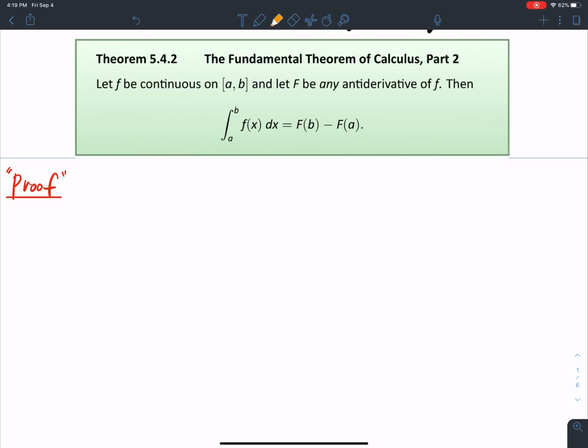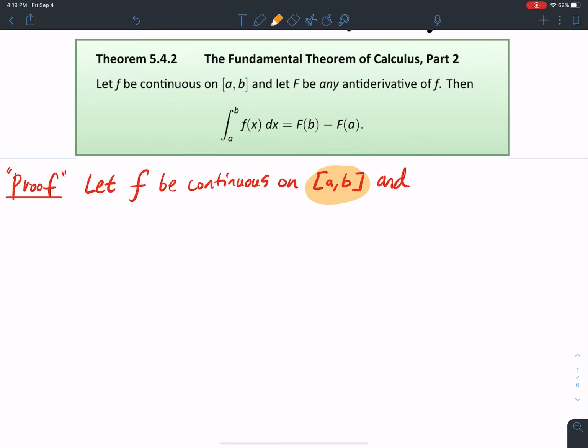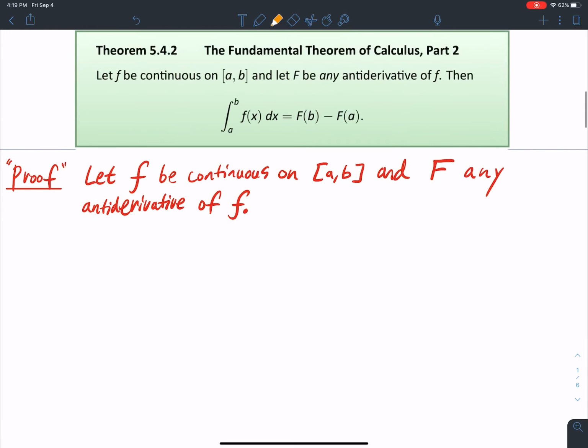In every proof, we always start with the assumptions. So I'm going to assume that f is continuous on the closed interval and that capital F is any antiderivative of little f. Now, I'm going to let a equal x1, okay? I'm going to let b equal all the way out to x sub n plus 1. So the first x value is at a and the last x value is at x sub n plus 1.